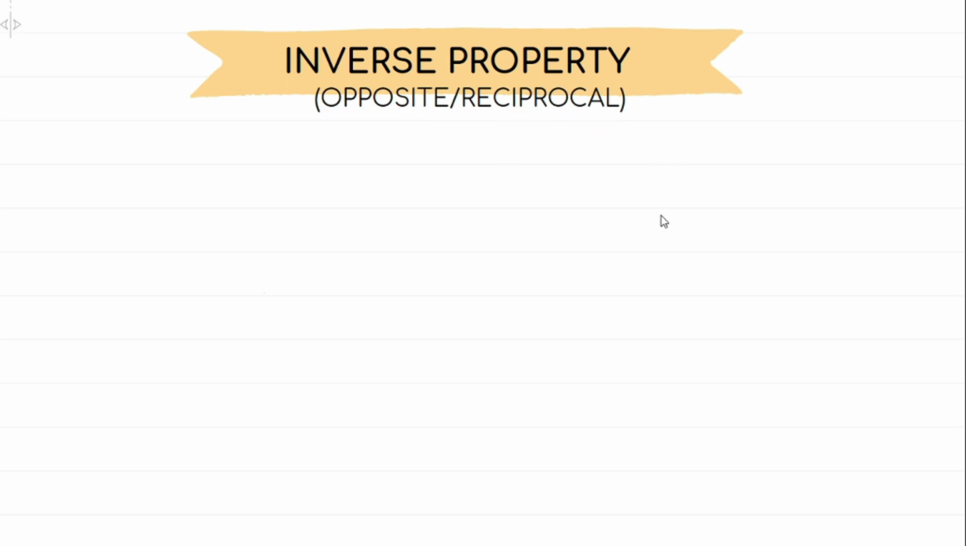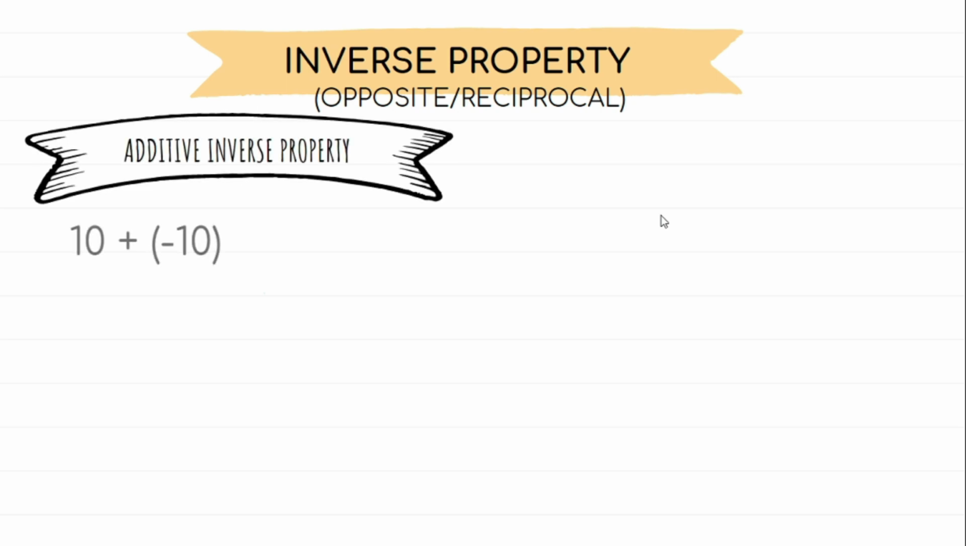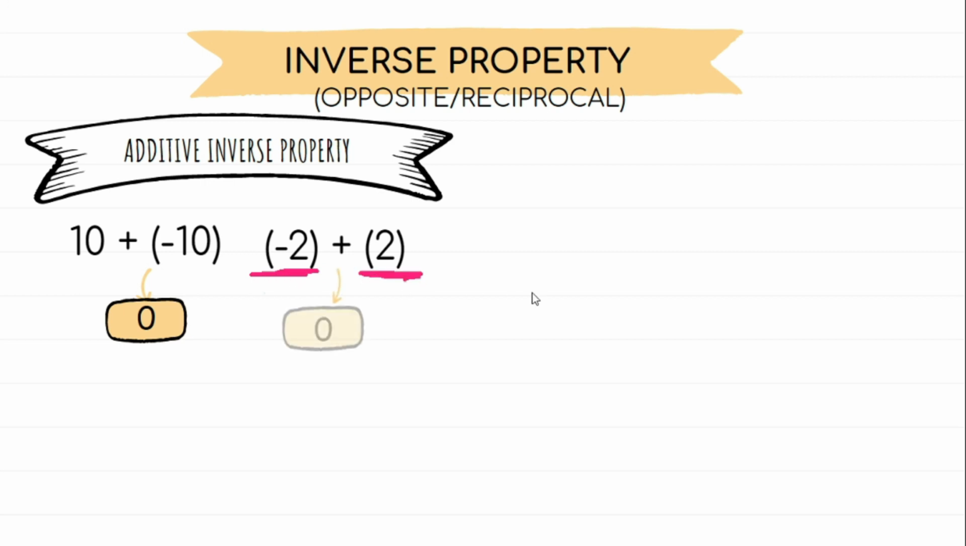So, for example, additive inverse property. So, for addition to. Ang additive inverse ay 10 i-add sa kanyang kabaligtaran. So, anong kabaligtaran ng positive 10 or opposite? So, that's negative 10. The answer will be 0. Okay? And then, we have negative 2. Ang kabaligtaran ng negative 2 ay positive 2, correct? And if we add them, the answer is 0.